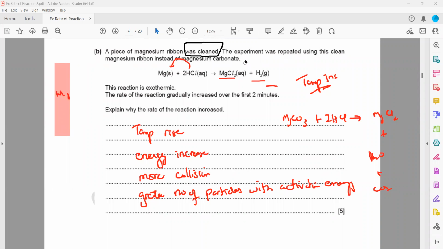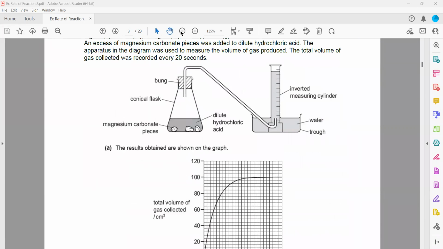It is just a question where first we use magnesium carbonate and then we use magnesium only. When magnesium carbonate was reacting with hydrochloric acid, the temperature of the mixture was not changing much. But when magnesium reacts with hydrochloric acid, they mention it's an exothermic reaction, and the temperature is increasing. So explain what happened to the rate of the reaction. In the previous experiment, the pieces of magnesium carbonate were reacting with hydrochloric acid, and the temperature of the mixture was not changing much. So the temperature was not affecting the rate here.